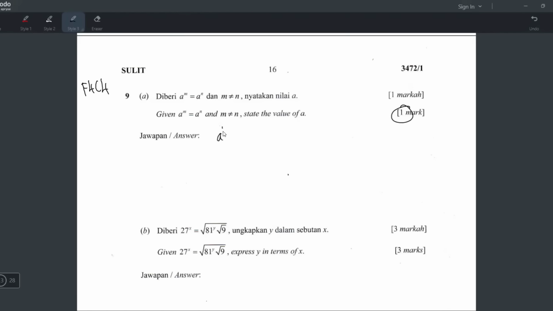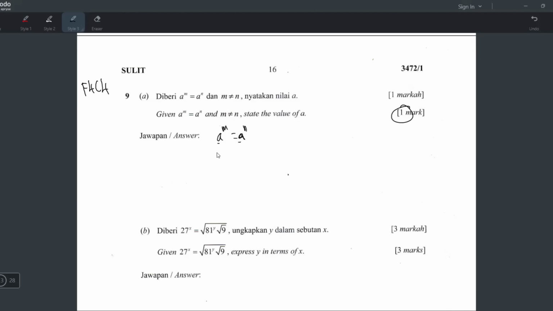Alright, guys, if A power M is equals to A power N, you learned this before. If the base is the same like that, then the power will be the same also. So M will be equals to N, right? But then the next thing he said is M is not equals to N. So this can't be right. Wait, so that means this can't be right also, right? Okay, so what's the deal here?